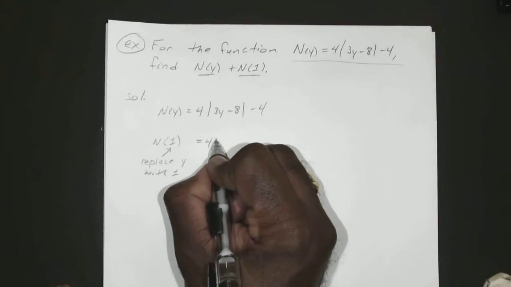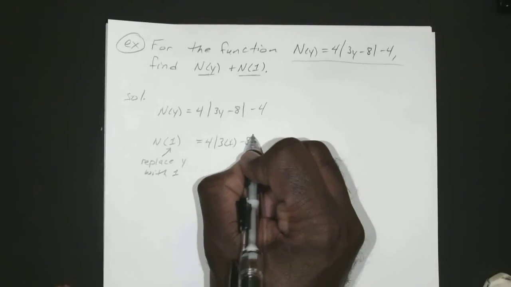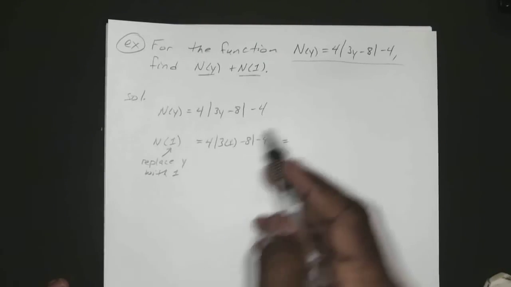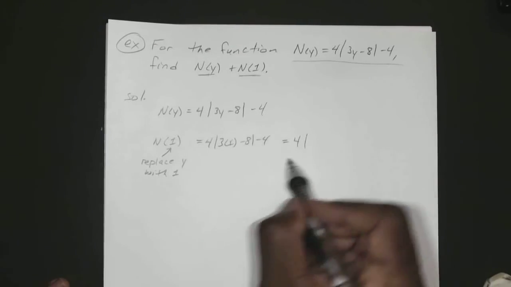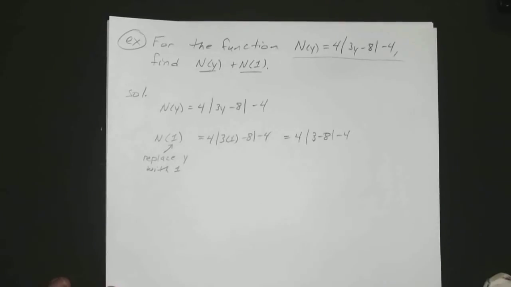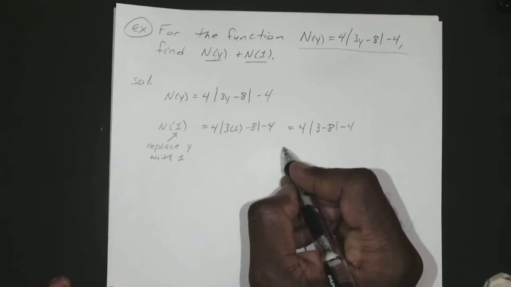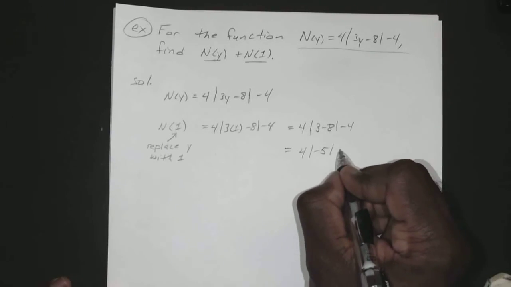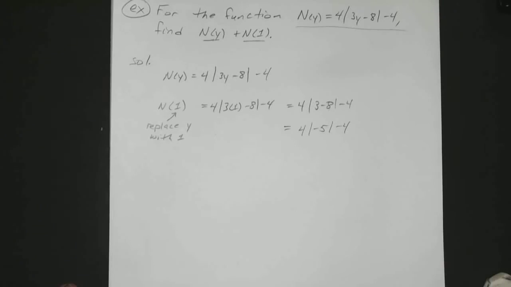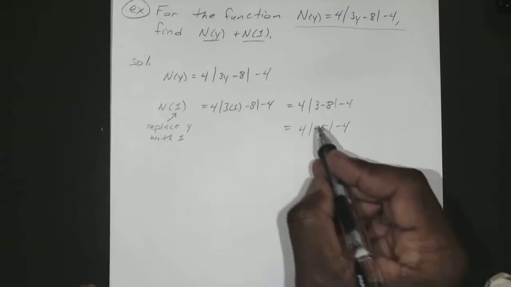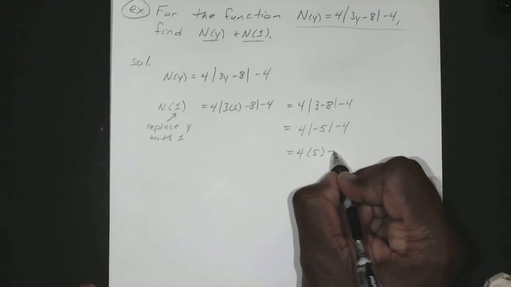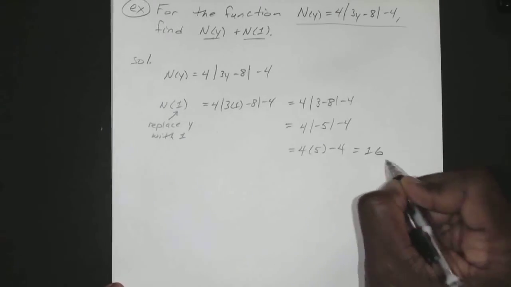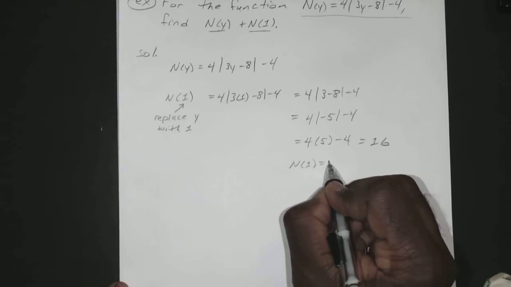Okay, so that's going to equal 4 times the absolute value of 3 times 1 minus 8 minus 4, which is equal to 4 times the absolute value of 3 minus 8 minus 4. So that ends up being 4 times the absolute value of 3 minus 8, which is negative 5, minus 4. We know the absolute value of negative 5 is just 5. It's always going to be positive. That's 4 times 5 minus 4, so you have 20 minus 4, which is 16. So we know that n of 1 equals 16.